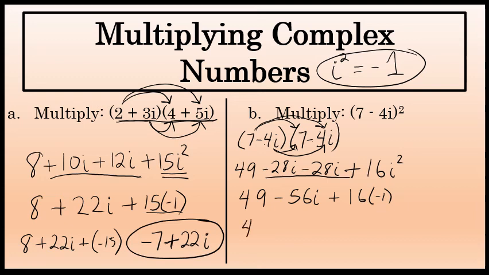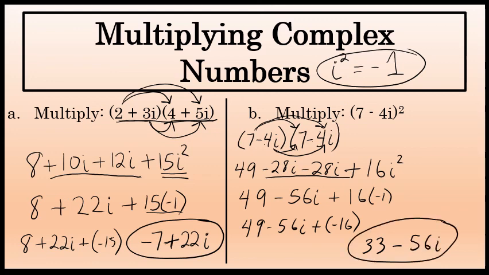So this becomes 49 minus 56i plus -16. And the final step in the problem is to add 49 and -16. And I'll write that as the first term in my answer, 33 minus 56i. 7 minus 4i, quantity to the second power, simplifies to 33 minus 56i.